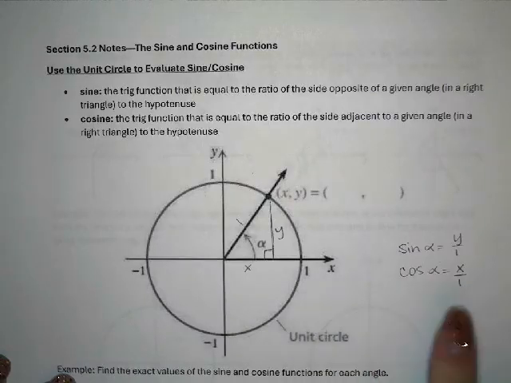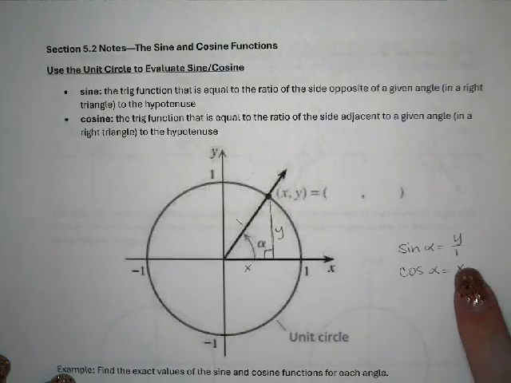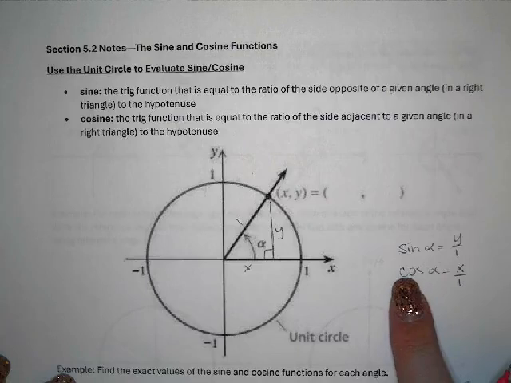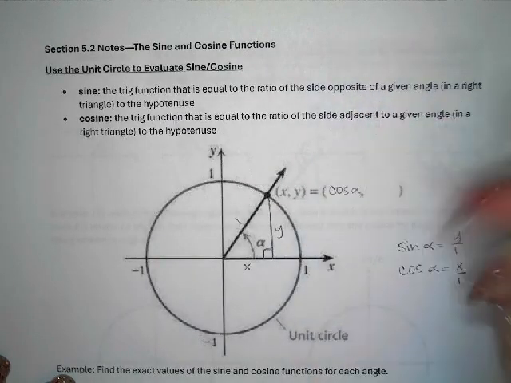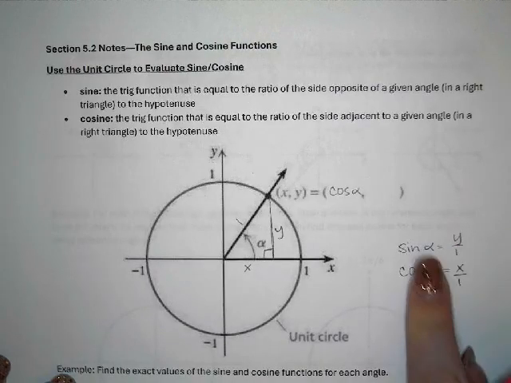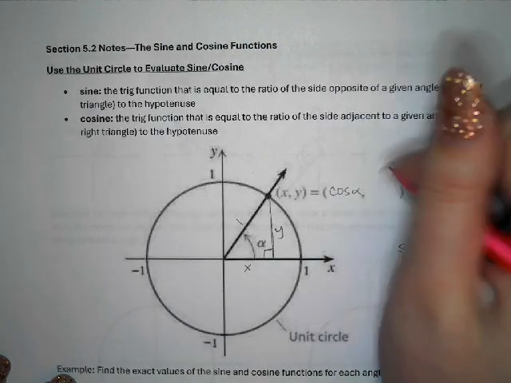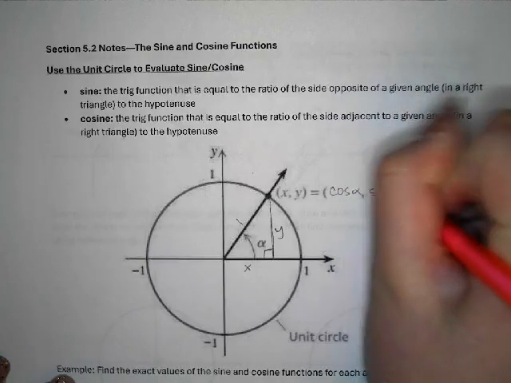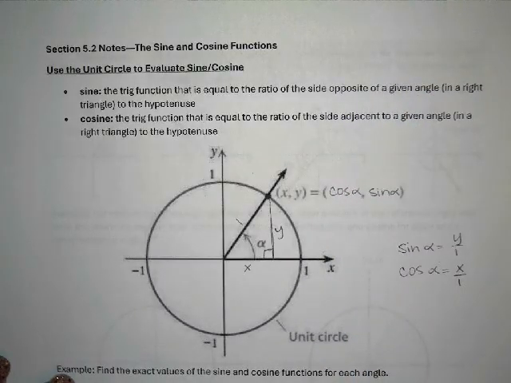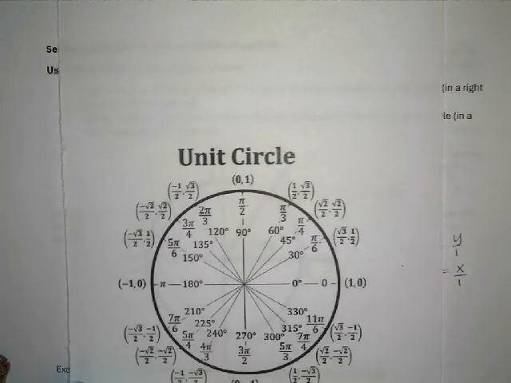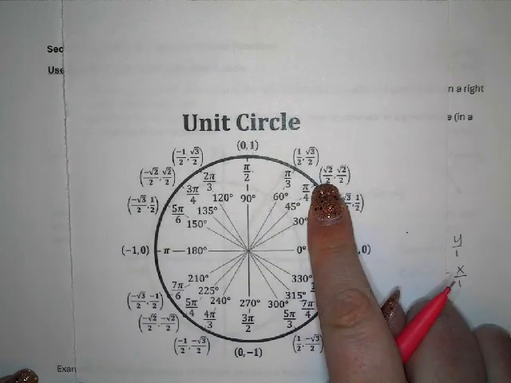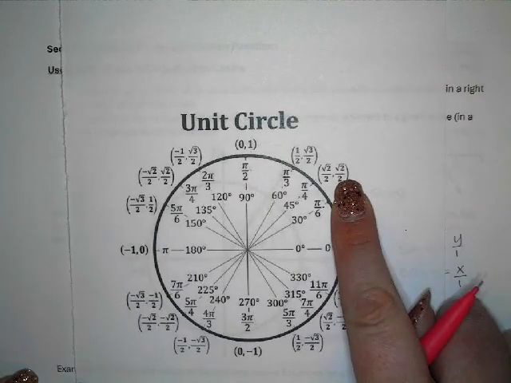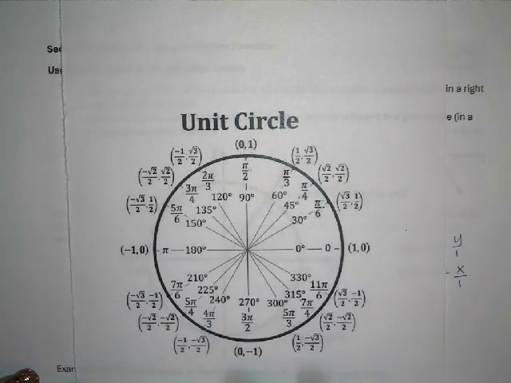So that means that on the unit circle, the x coordinate is the same as cosine of angle alpha, and the y coordinate is the same as sine of angle alpha. When you're looking at a unit circle like this, all of the x coordinates correspond to cosine of the angle, and all of the y coordinates correspond to sine of the angle.